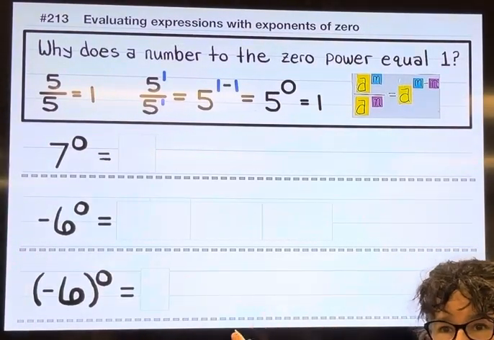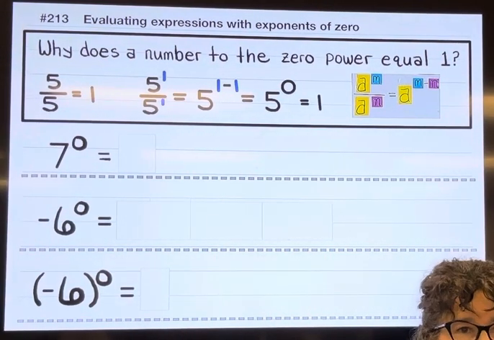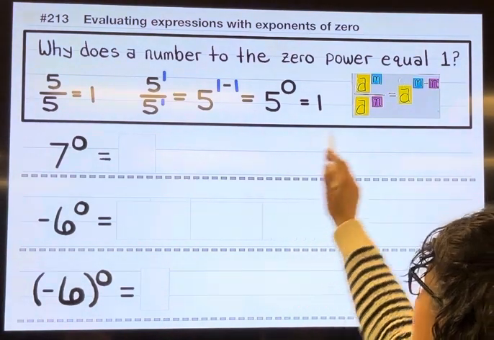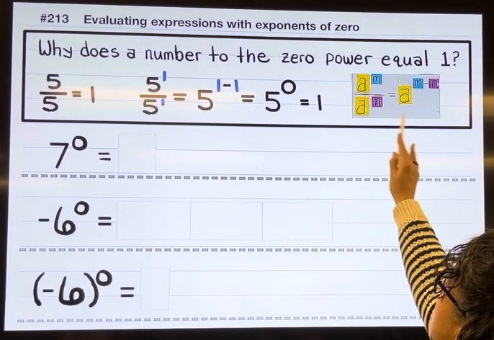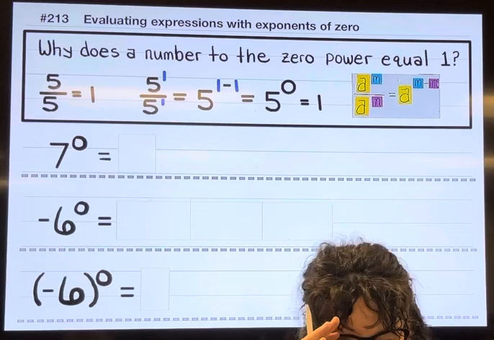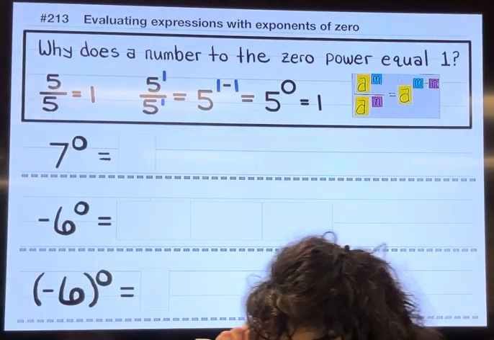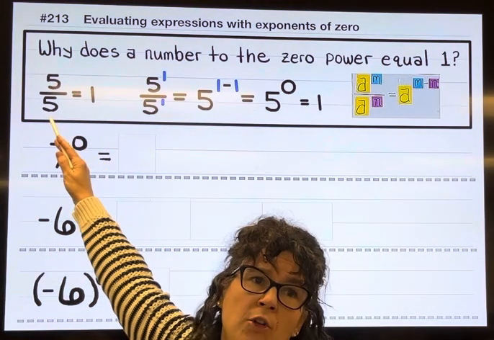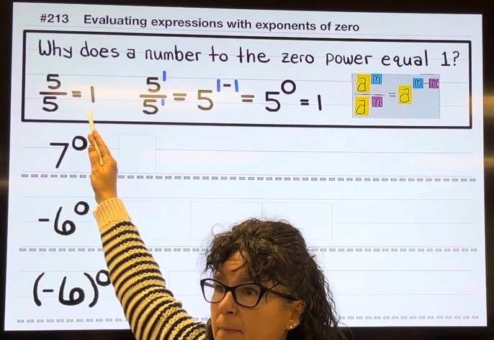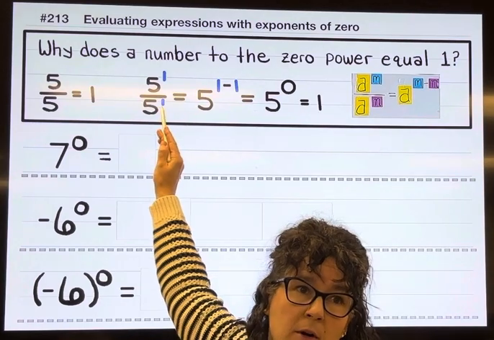In general, your rule is anything to the 0 power is equal to 1. We've just learned this power rule, where when you have like bases, you subtract exponents. This is going to help you understand why anything to the 0 power equals 1. You all know that 5 divided by 5 is equal to 1. Well, the number 5s are to the first power.